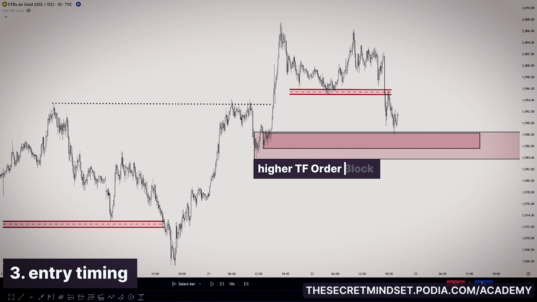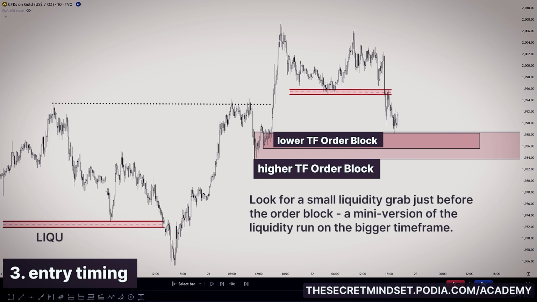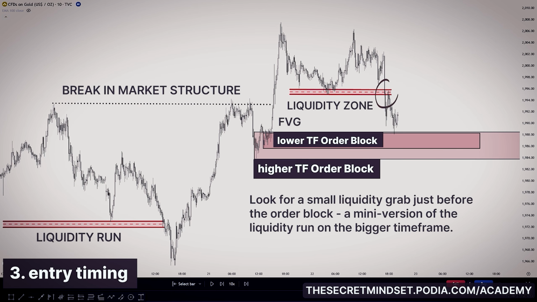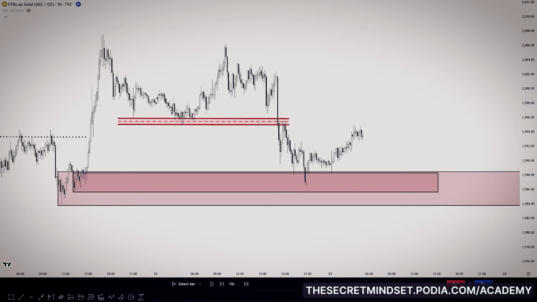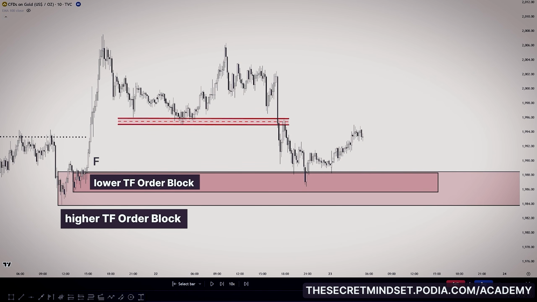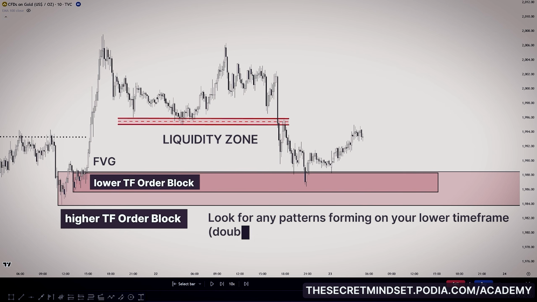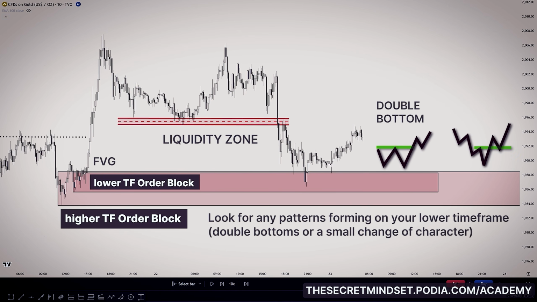You could also look for a small liquidity grab just before your entry. This is like a mini version of the liquidity run you saw on the bigger time frame. It might look like price dipping down to trigger some nearby stop losses before moving in your expected direction. Another tip to pinpoint your entry, look for any patterns forming on your lower time frame chart. If you see small double bottoms, that's a decent setup. Or maybe there's a small change of character. Price is breaking previous swing highs and it's ready to go higher.